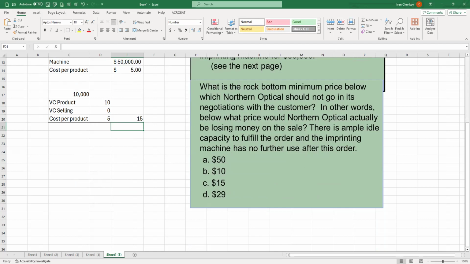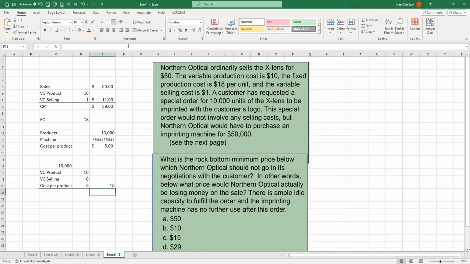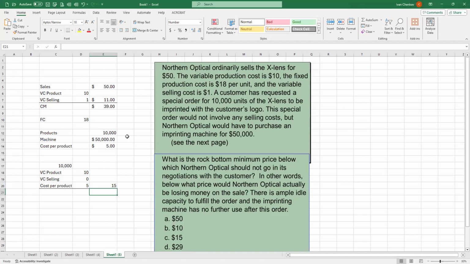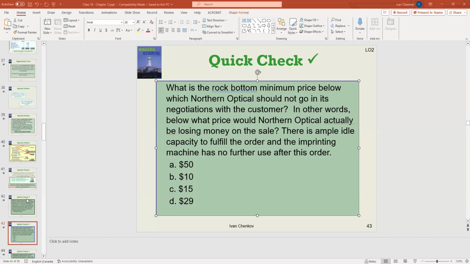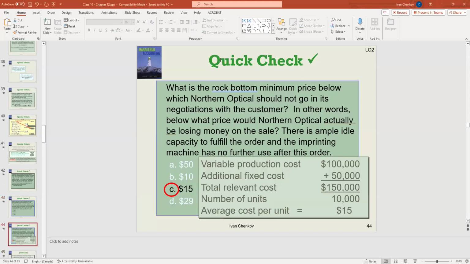So can you scroll up a little bit so I can get the full picture? There we go. So let's go to the slides and see how the slides continue. Don't worry, I'm going to post this Excel spreadsheet. I'm going to make it available for you after the lecture, so you're going to have it for your reference.